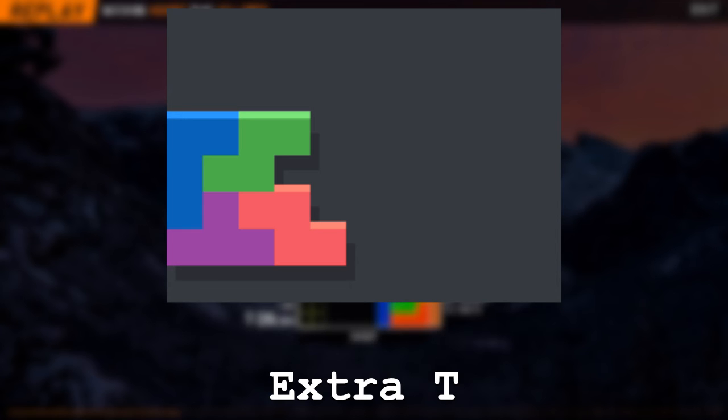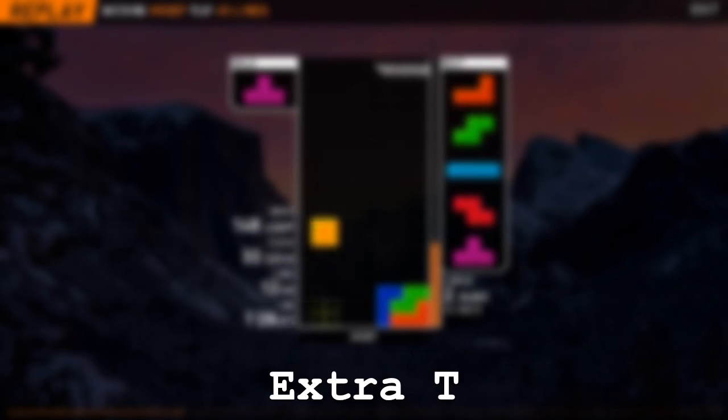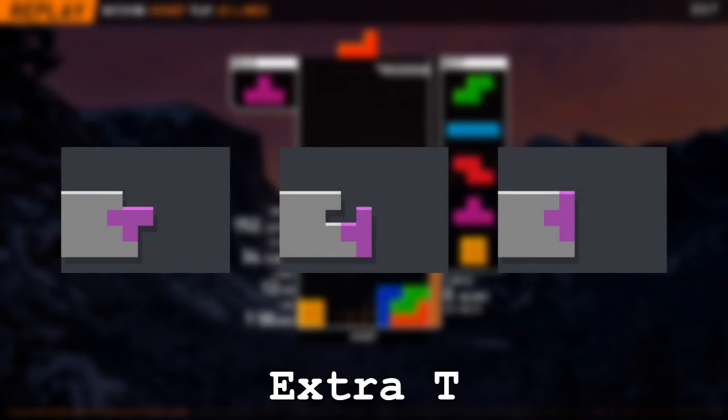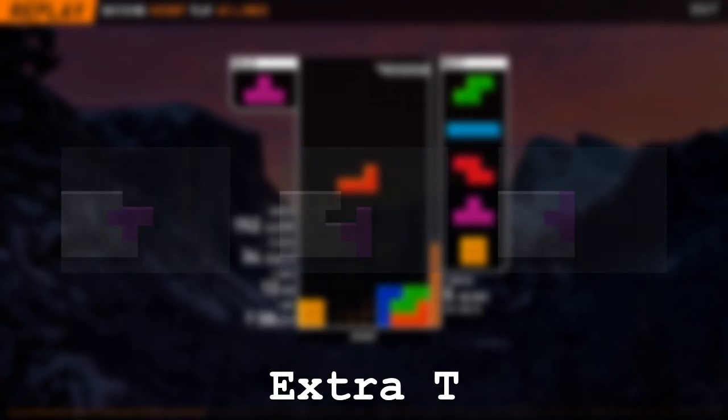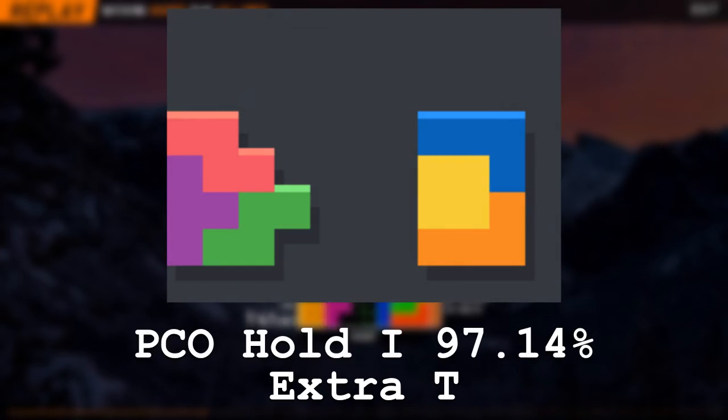There are a lot of ways to close off the anti-PCO box, and there are a lot of times where your T will be placed in these positions. So do look for solutions from there. If you can build PCO with I help and extra T, it will be really good, as it is 97%.